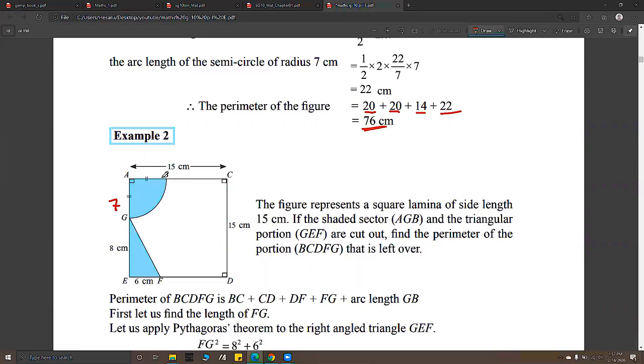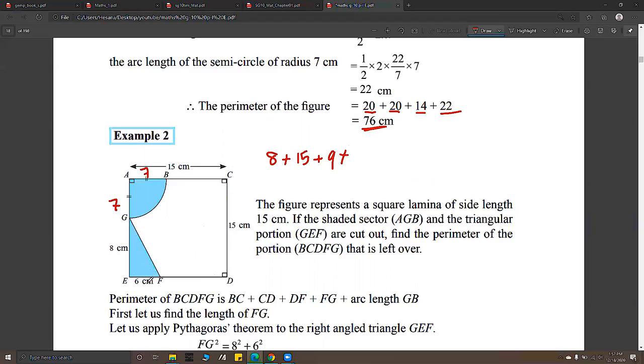Again, if this is 7, this total length is 15, so BC will be 8. Plus this length CD, it's again 15, plus this length DF. What's DF? This is 15 and again this 6. So FD will be 9. Now you need this length. How to find this length? Use the Pythagoras theorem. 6 squared plus 8 squared, the square root.